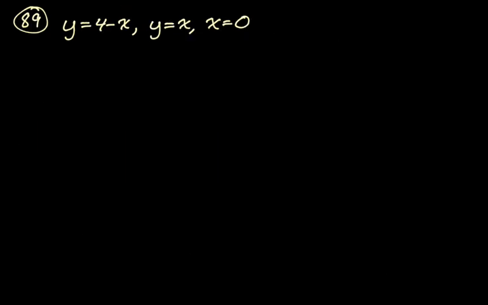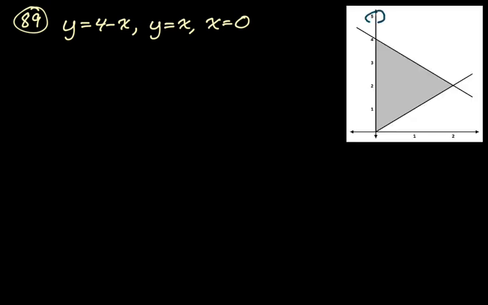All right, we got one more. y equals 4 minus x, y equals x, x equals 0. Here's what it looks like. We have to divide it. So we're going to divide it at 2, you can see visually, but if you're not sure about that, you just work it out, right? Set them equal. 4 minus x equals x, which means that x equals 2. And if x is 2, that means that y is 2 because y equals x. So we are going to split it at y equals 2.